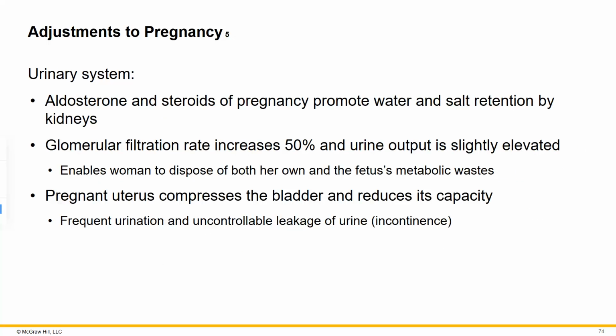Urinary system: aldosterone and steroids of pregnancy promote water and salt retention by the kidneys. Glomerular filtration rate increases by 50% and urine output is slightly elevated. The pregnant uterus compresses the bladder and reduces its capacity. So pregnant women typically have to pee every 5 minutes, especially toward the end of their pregnancy. Frequency of urination increases and uncontrollable leakage of urine can happen.